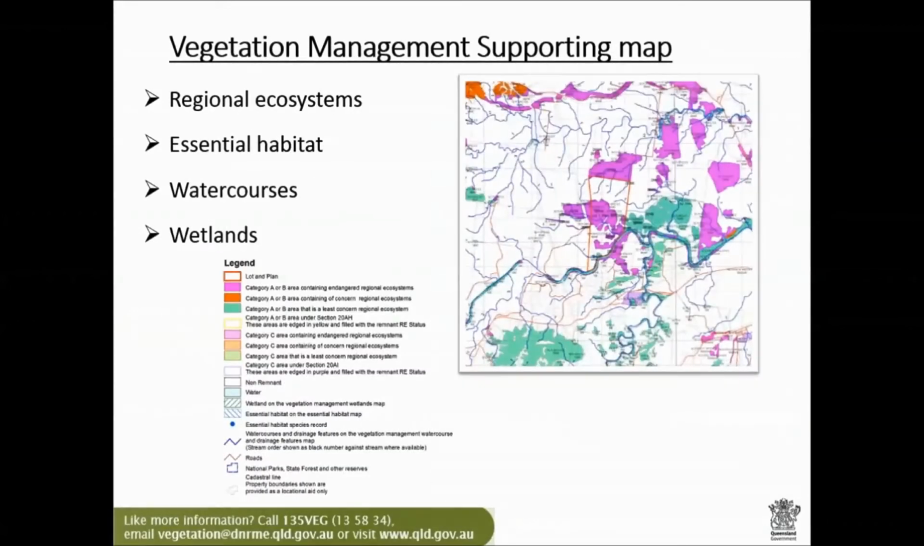The supporting map looks like the old regional ecosystem map. You've got your endangered, of concern, of least concern vegetation, and you'll have the regional ecosystems listed on there. Breakdown of those regional ecosystems might be 70-30 in an area. It'll have your essential habitat mapping and your watercourses and wetlands. So that's the one you look at for your regional ecosystems and your essential habitat, if that's going to affect you with your fodder harvesting.